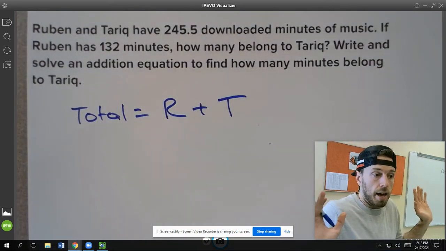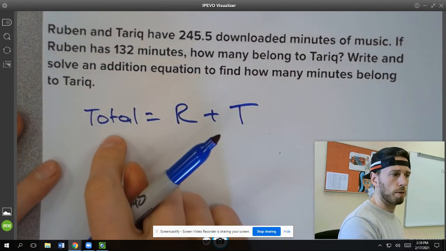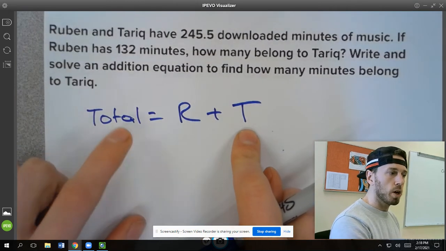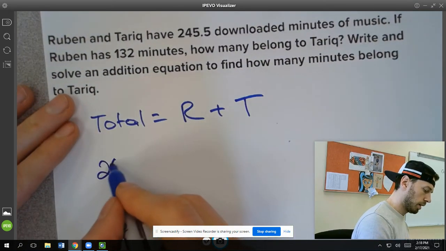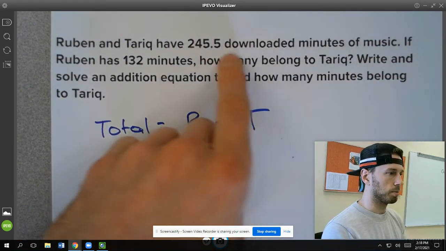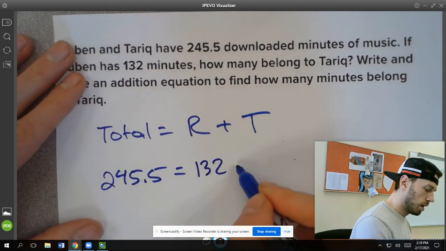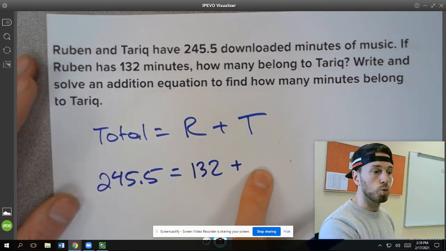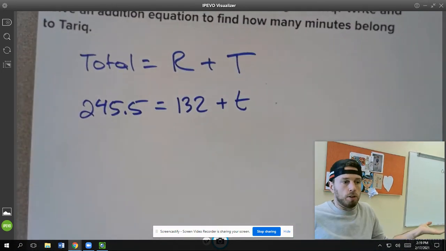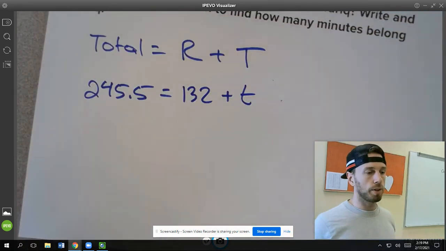Right? Now, I've done no math yet, right? No numbers anyway, but I have started the math, right? I've tried to show an equation here, but their total number of minutes, downloaded minutes of music, is equal to both of them together. Okay? Well, we know what the total is. It's 245.5, right? So it says it right there, total minutes of music. Ruben has 132, so I can put that in for Ruben, 132, and add that to Tariq's, which we don't know. So we can actually keep Tariq's a variable. And here we have just a basic equation where if you can figure out what that 132 plus something gives you that, you know the answer to your problem.